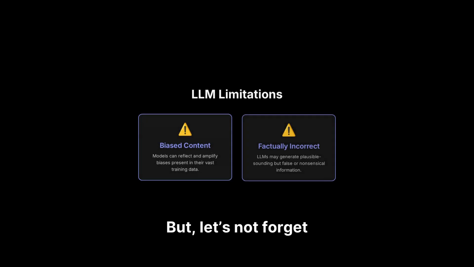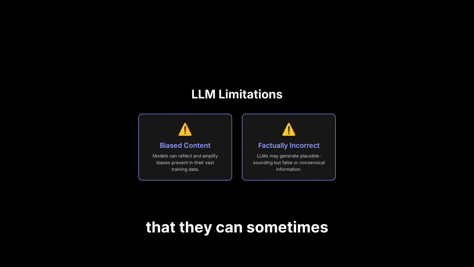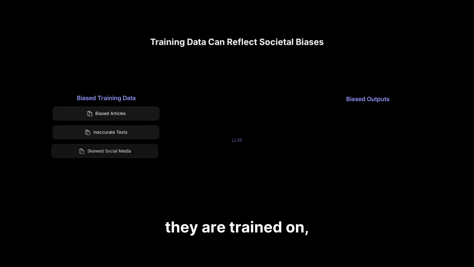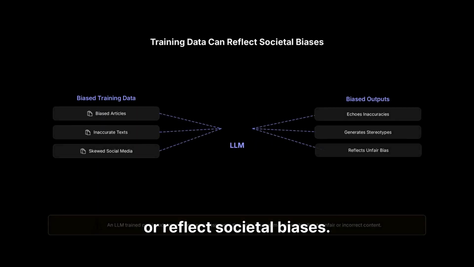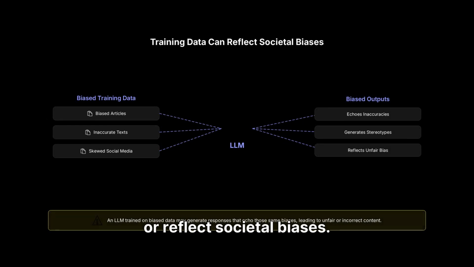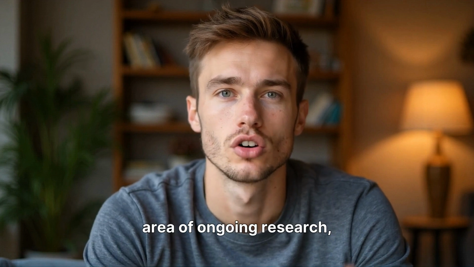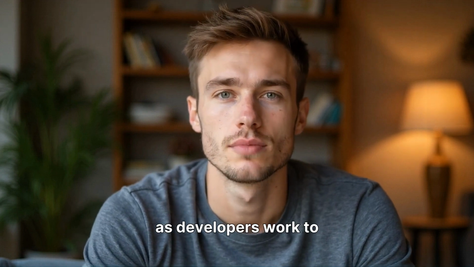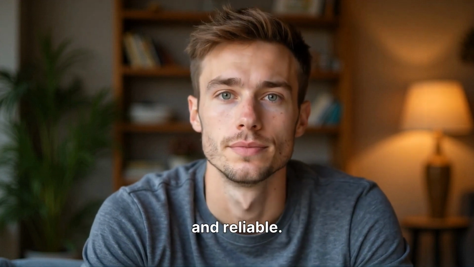But let's not forget that LLMs are not without limitations. One major challenge is that they can sometimes produce content that is biased or factually incorrect. This is because they learn from the data they are trained on, which can contain inaccuracies or reflect societal biases. For example, if an LLM is trained on text that has a biased perspective on a particular topic, it may generate responses that echo those biases. This is a significant area of ongoing research as developers work to make LLMs more fair and reliable.